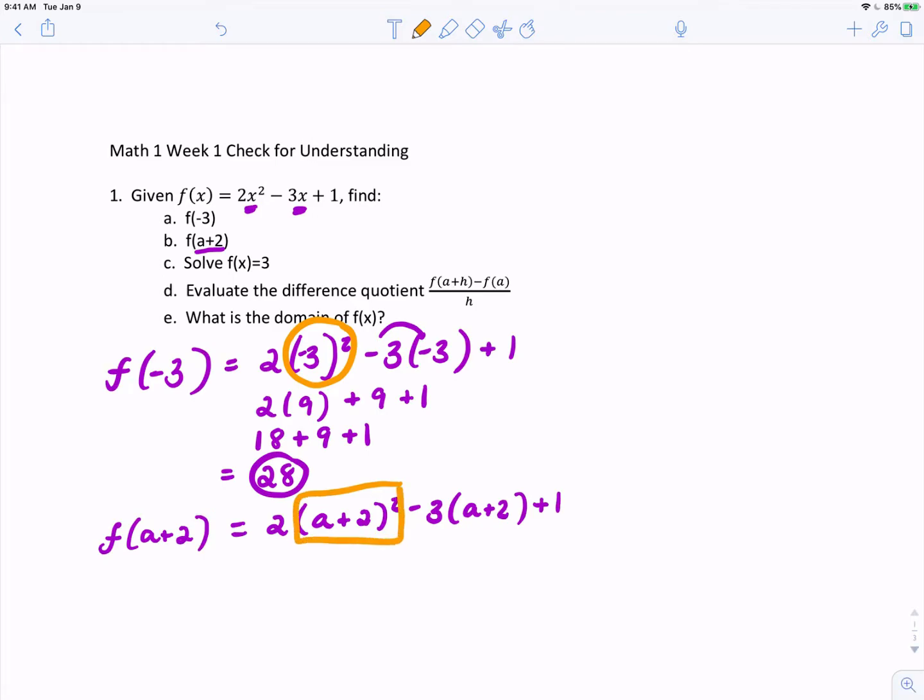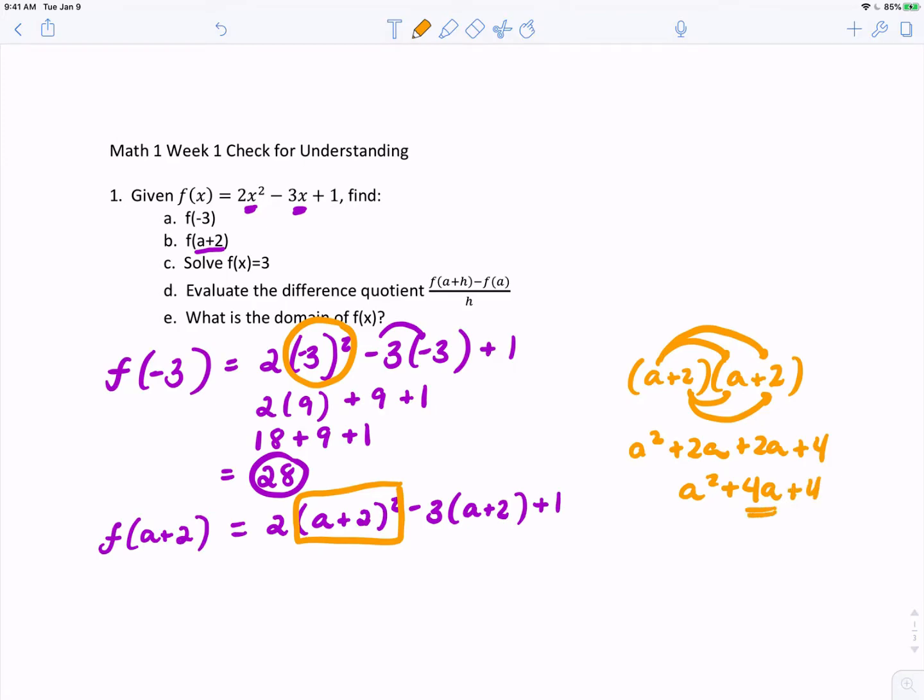So remember, a plus 2 squared means a plus 2 times a plus 2. And remember, we have to distribute, or if you want, you can use FOIL, whichever method you're used to. But we would have a squared plus 2a plus another 2a plus 4, or in other words, a squared plus 4a plus 4. So it's important that you remember to distribute. You can't just square a and square 2, otherwise you'll be missing this middle term of 4a.